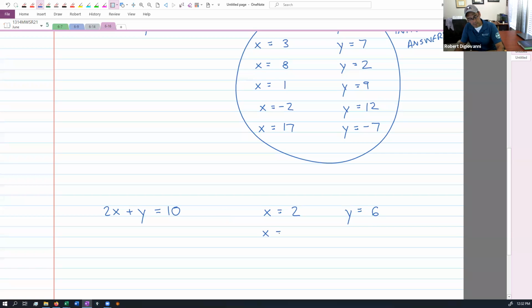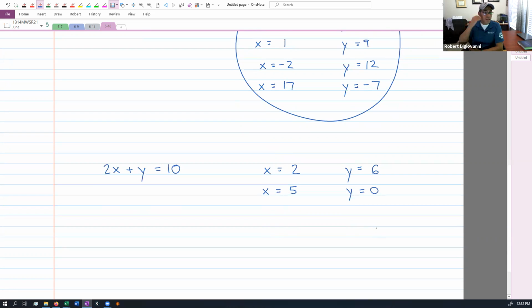Here's another one. How about 5 and 0? Wouldn't that work? Right. And again, I could go listing these answers out forever. Can you flip these over? So would it work if I did x's? Let me take that first one. Change the y and the x values from here. Take this 6, put it here, this 2, put it here. Would this work?